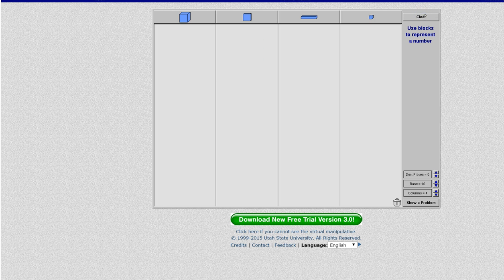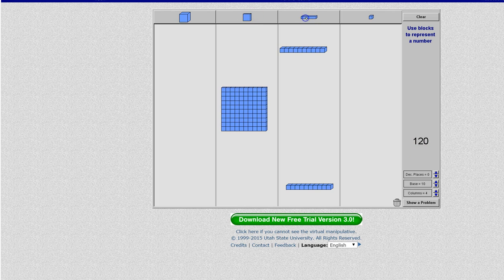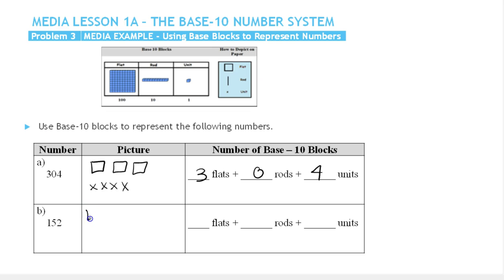So for 152, I need 1 flat, which is 100. 1, 2, 3, 4, 5 rods gives me 5 tens, or 150. And 2 units will give me the 2 in the ones place. So we have 1 flat, 1, 2, 3, 4, 5 rods, and 2 units combined together make 152. 1 flat, 5 rods, 2 units.